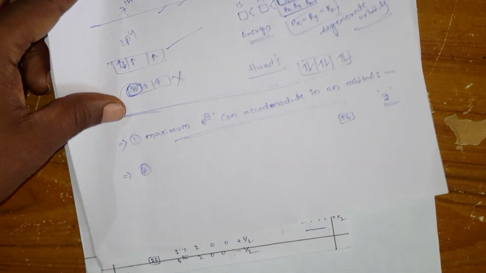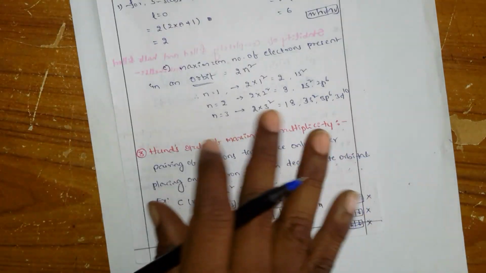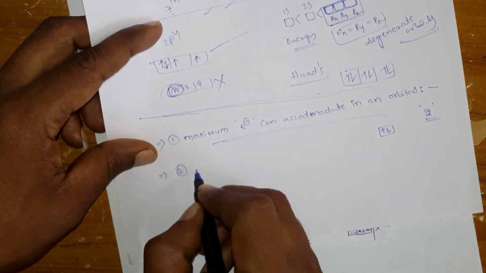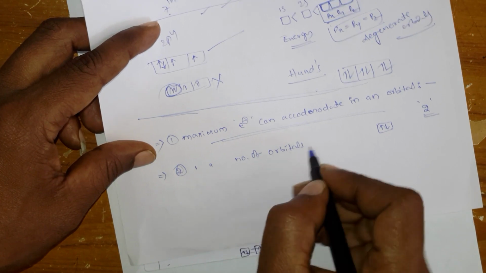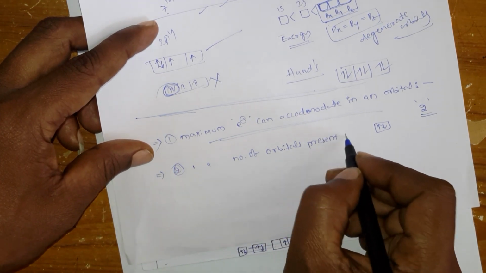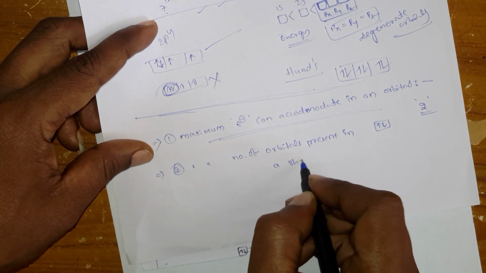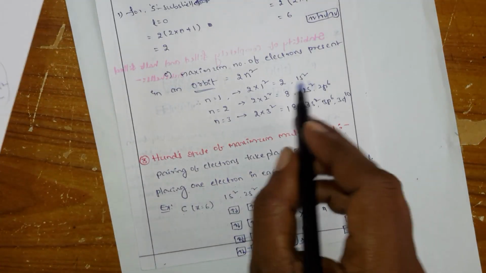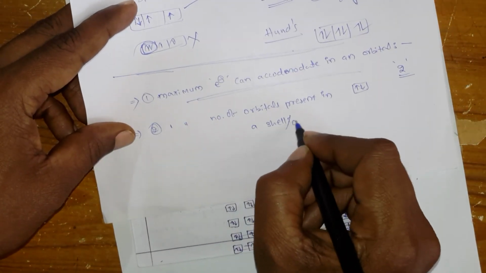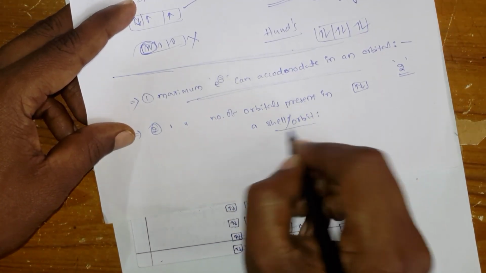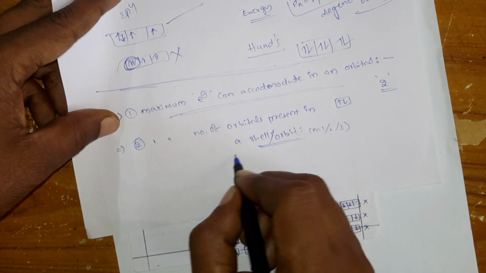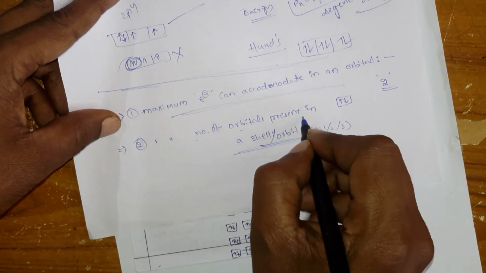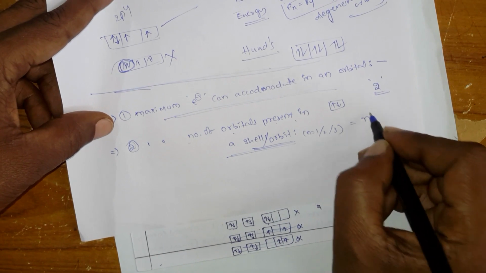And come to the second point, that is the maximum number of orbitals present in a shell. A shell means orbit. Like, if suppose n is equal to 1 or 2 or 3, in one orbit, the maximum number of orbitals present is equal to n square.